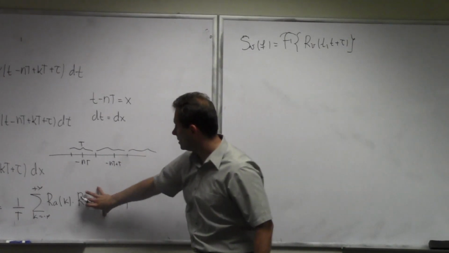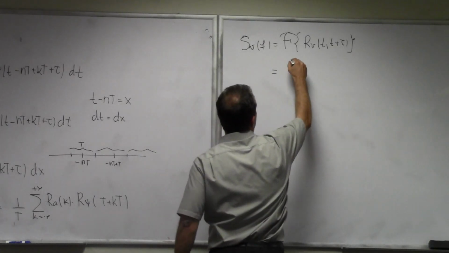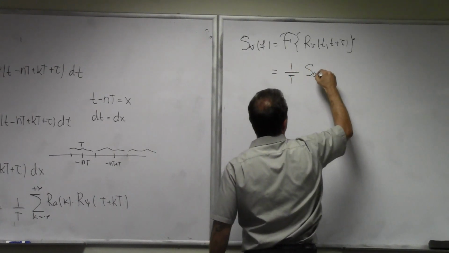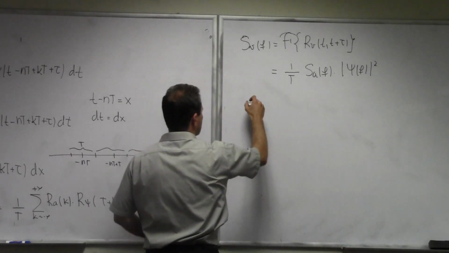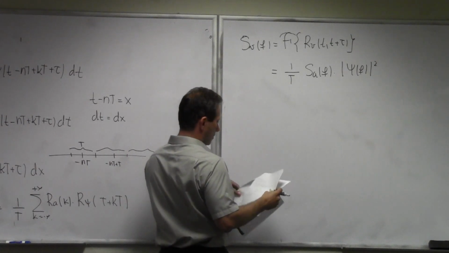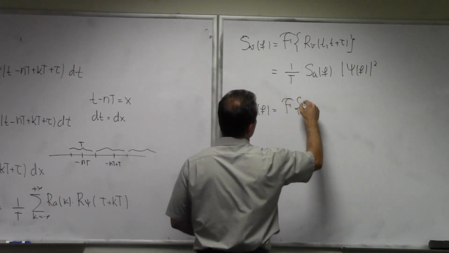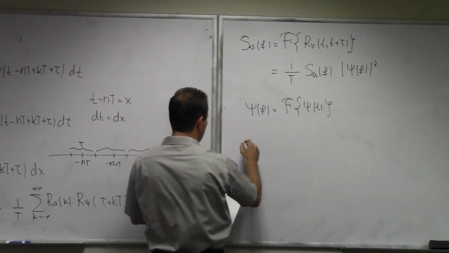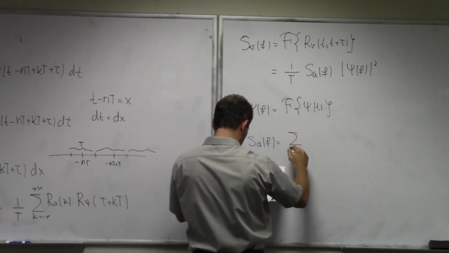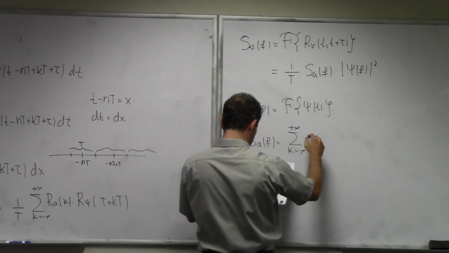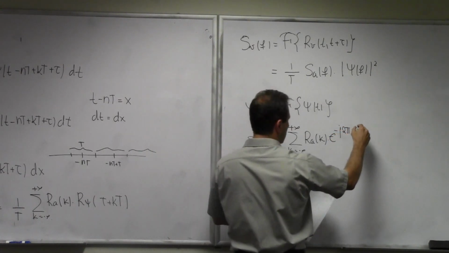And then what happens is you take this, put it in the Fourier transform, and after some steps, you end up with this: 1 over T, S_A(f) times the magnitude of psi(f) squared, where this psi(f) is the Fourier transform of psi(t), and this S_A(f) is 1 over T, the sum when k goes from minus infinity to plus infinity of R_A(k) times e to the minus j 2 pi f k.